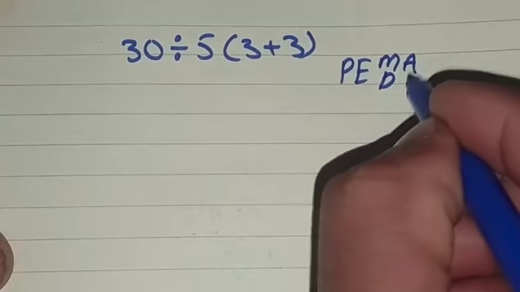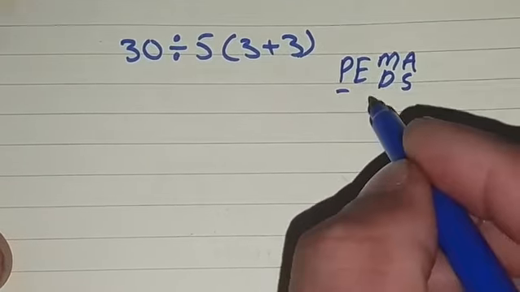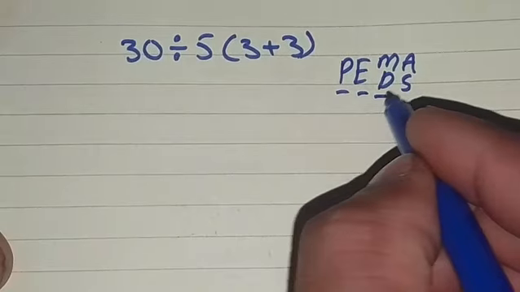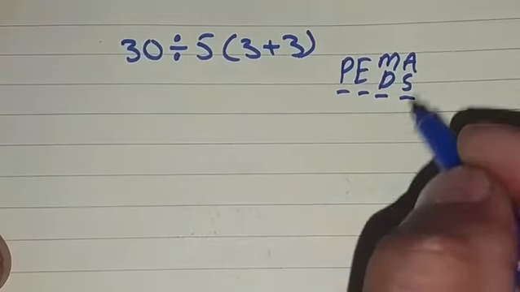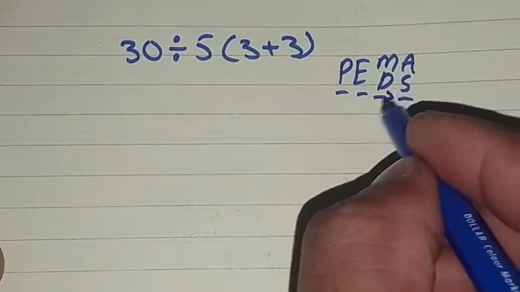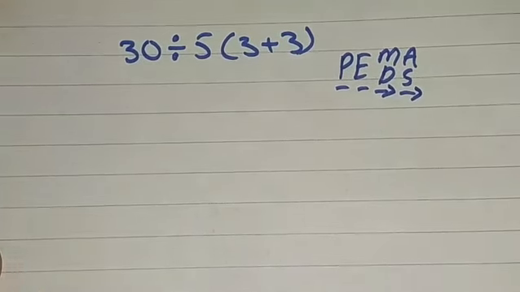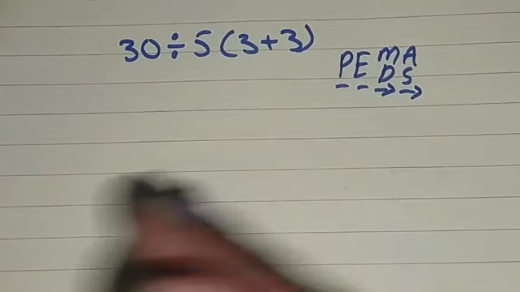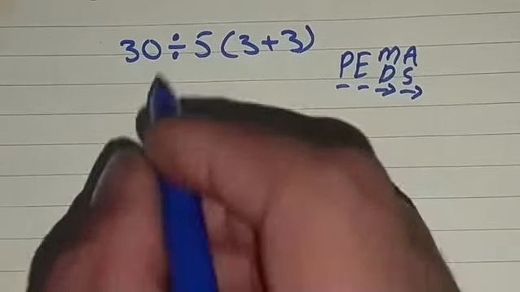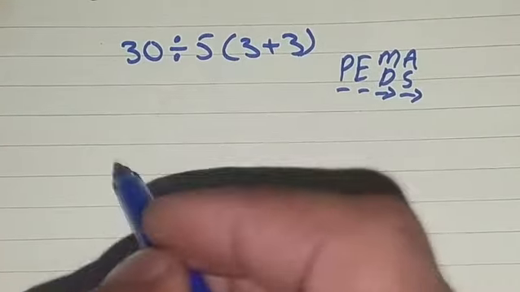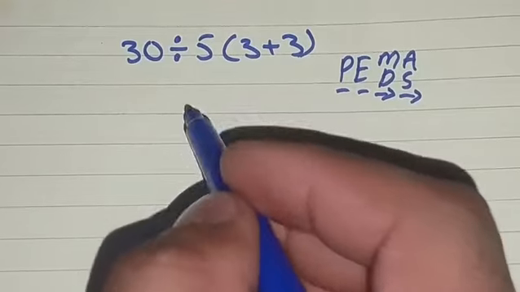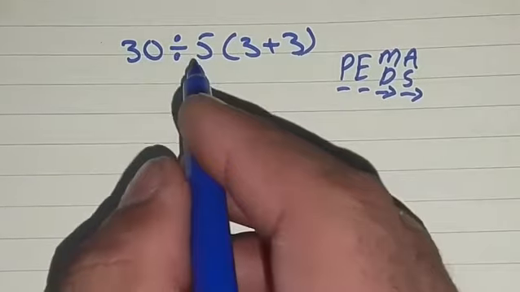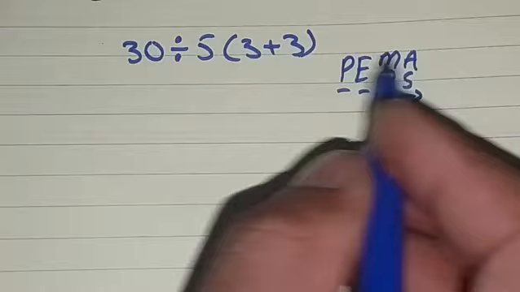According to the PEMDAS rule, first we solve parentheses, then exponents, then multiplication or division, and then addition or subtraction. Multiplication or division we solve from left to right, and addition or subtraction we solve from left to right. Now we have one division and one parenthesis, and here is multiplication. According to the rule, first we solve the parenthesis.